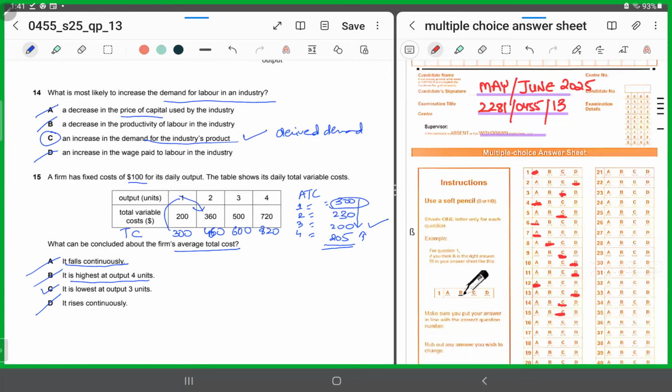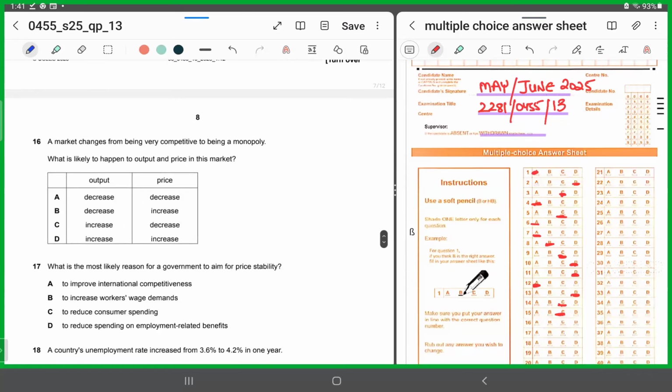Alright, number 16. A market changes from being very competitive to being a monopoly. Now, what happens when a firm is a monopoly? Its output falls and its price rises. So, output falls and price rises. So for 16, it has to be B. We'll shade in B.